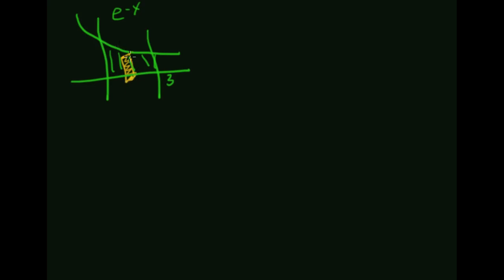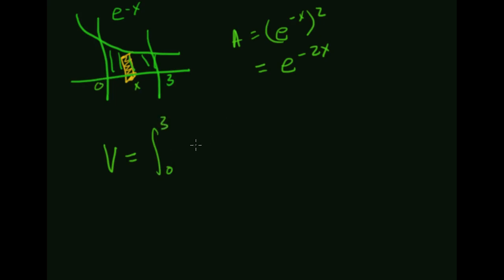The length of that square is determined by its x value. So that means the length of every side of that square is e to the negative x. So the area of that square is going to be the length of that side squared, so e to the negative 2x. So volume is going to be an accumulation of those squares from 0 to 3, right? So this is the integral from 0 to 3 of e to the negative 2x dx.